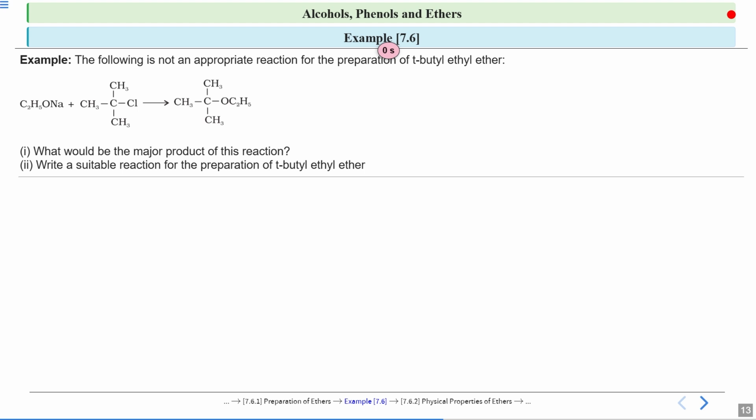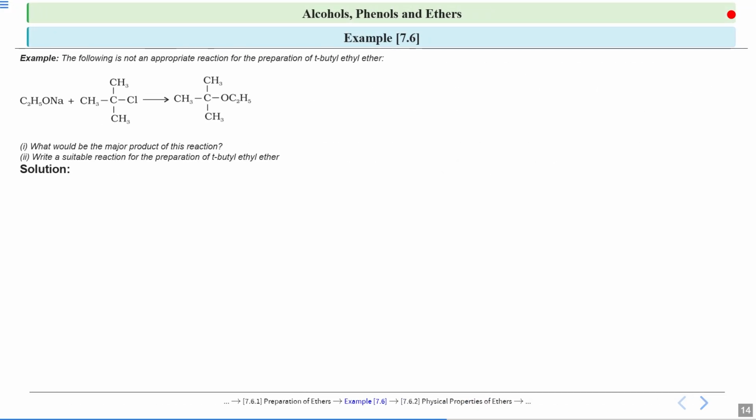Okay, so now let's solve this question. Can you guess why this reaction is not an appropriate reaction for the preparation of ether? We discussed this in Williamson synthesis. If you look here, your alkyl halide is a 3-degree alkyl halide because this carbon is further connected to 3 carbons. So this is a tertiary alkyl halide.